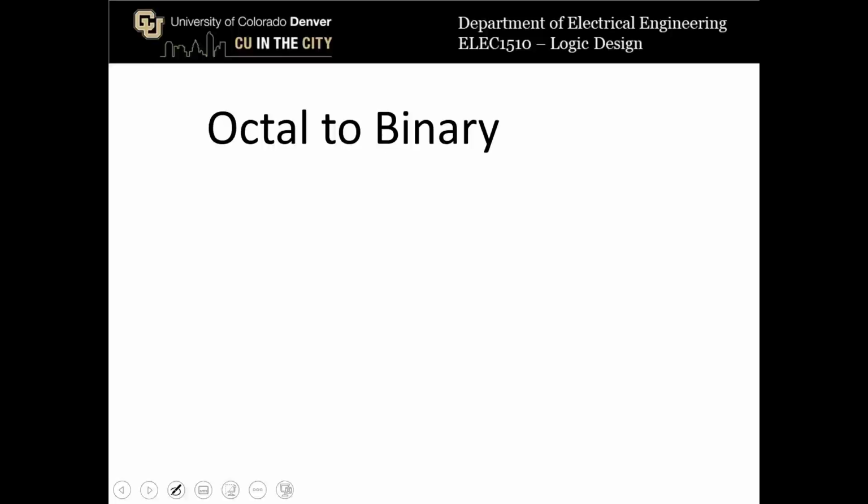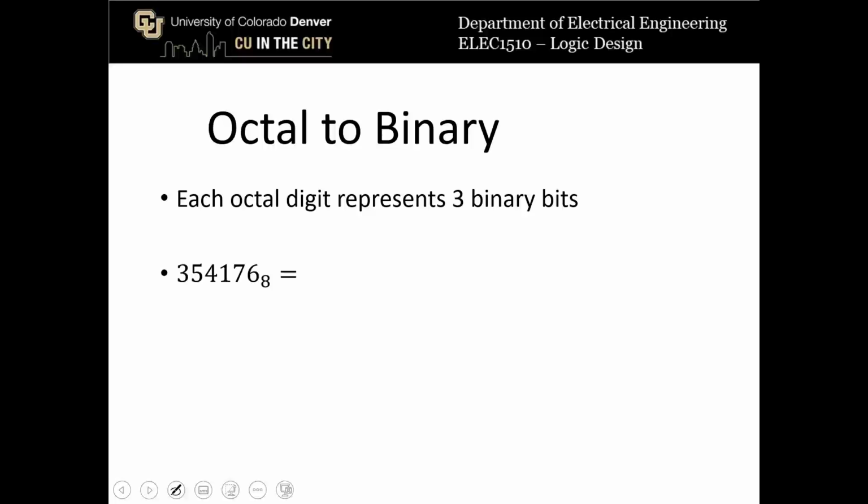To convert octal to binary, each octal digit just represents 3 binary bits, so you're going to work that process backwards. So for example, we can take a pretty long octal number, 354176 base 8, and convert that into binary by just realizing that each octal digit represents 3 bits. So the very first one here, 3, is 011 in binary, 5 is 101, 4 is 100, 1 is 001, 7 is 111, and 6 is 110. So that's the conversion method into binary.